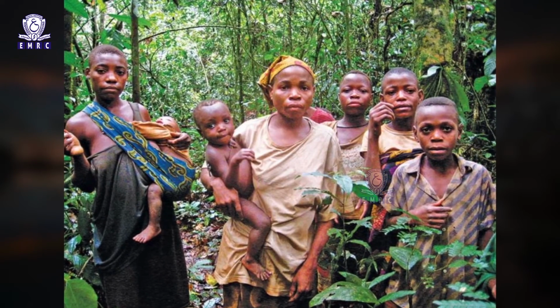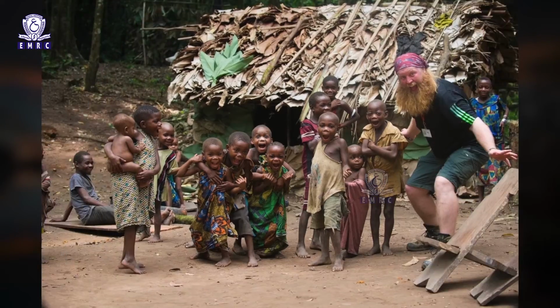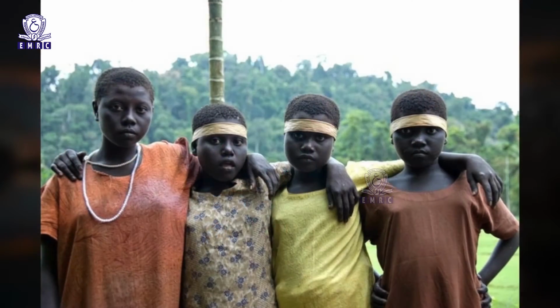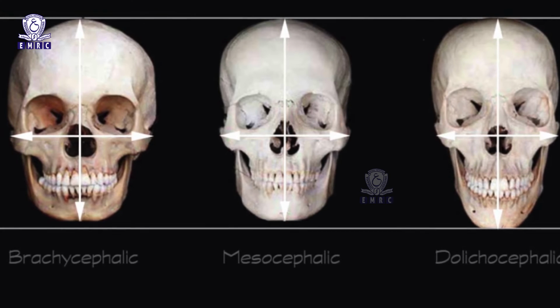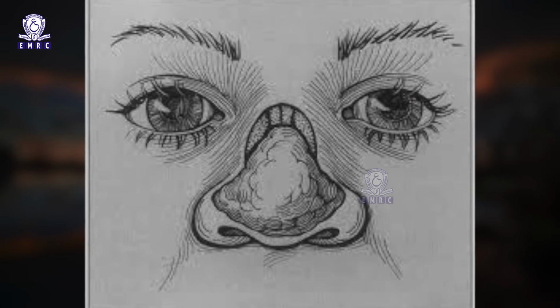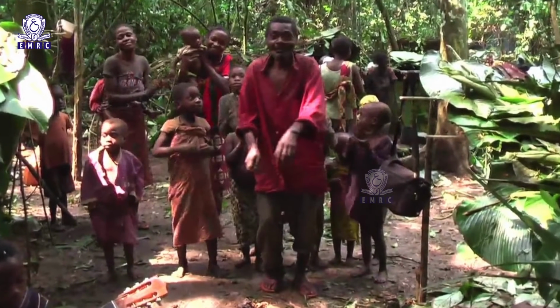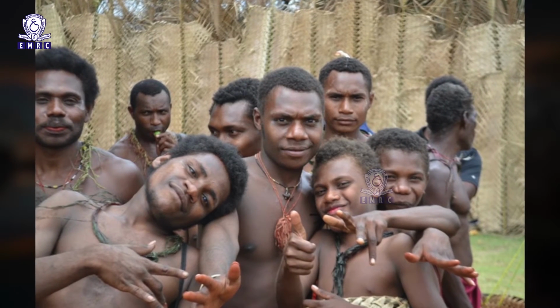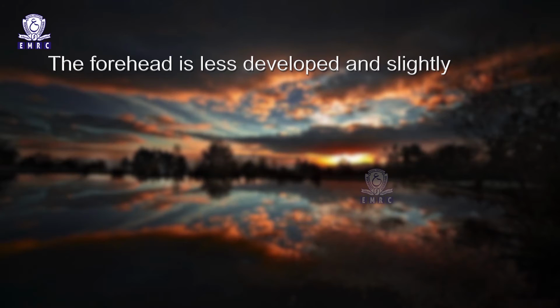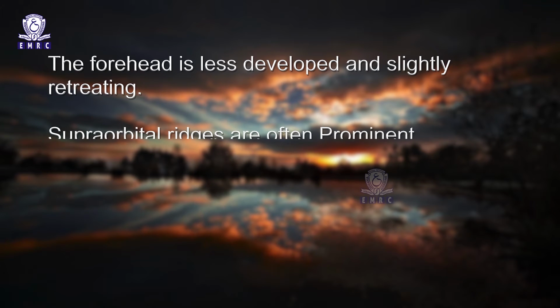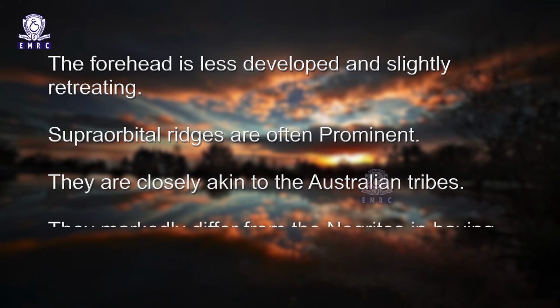In respect of the head and the hair structure, the Indian Negritos are more close to the Melanesian Pygmies than to the Andamanis. Coming to the second one, the Proto-Australoid, they are characterized by dolichocephalic head, markedly platyrrhine nose which is depressed at the root, short stature, dark brown skin color, wavy or uneven curly hair. The forehead is less developed and slightly retreating. Supraorbital ridges are often prominent. They are closely akin to the Australian tribe.